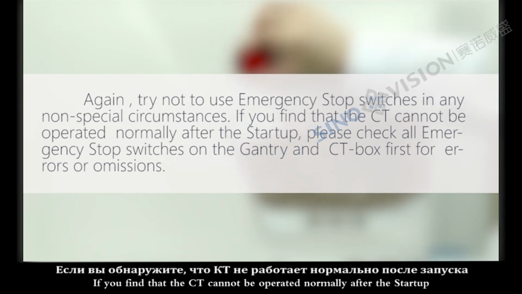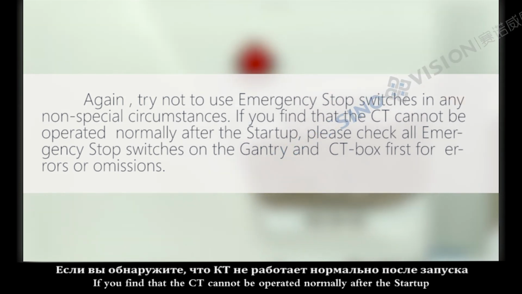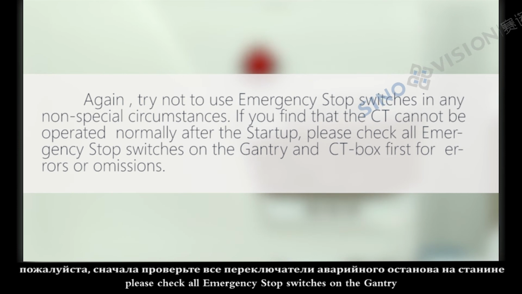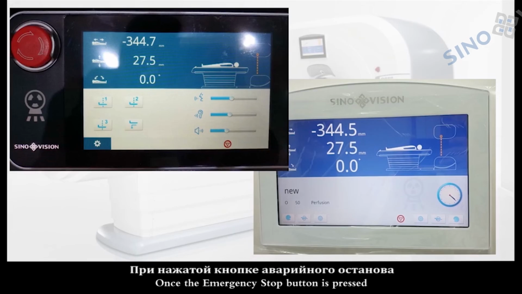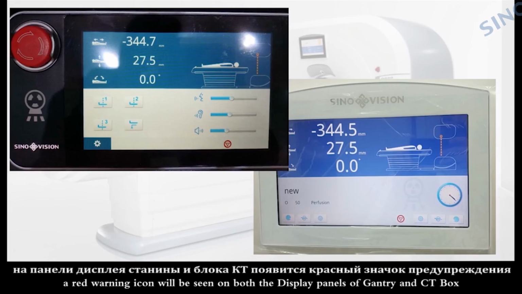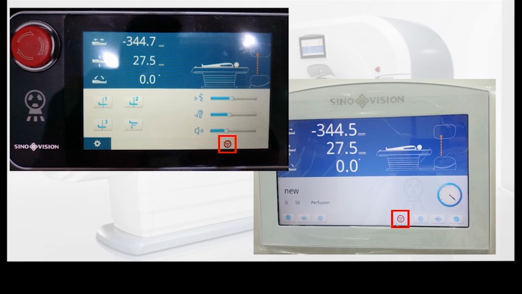If you find that the CT cannot be operated normally after the startup, please check all emergency stop switches on the gantry and CT box first for errors or omissions. Once the emergency stop button is pressed, a red warning icon will be seen on both the display panels of gantry and CT box.